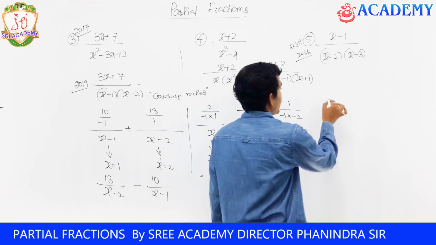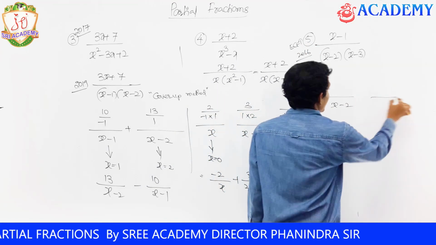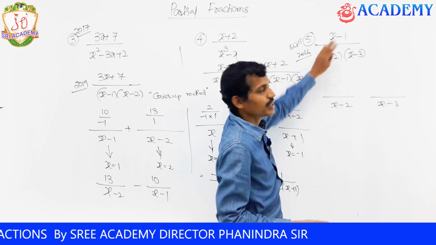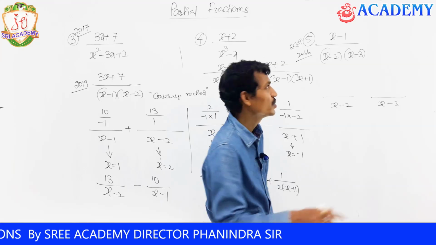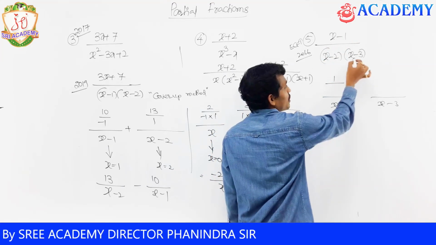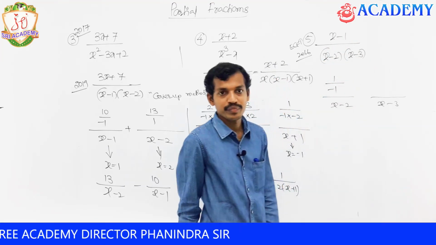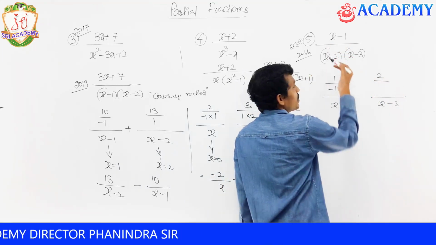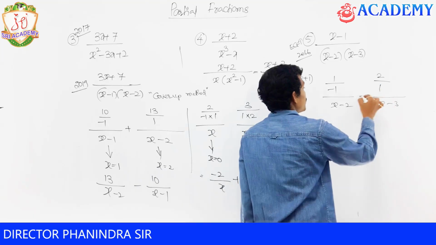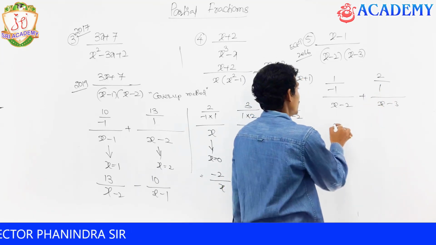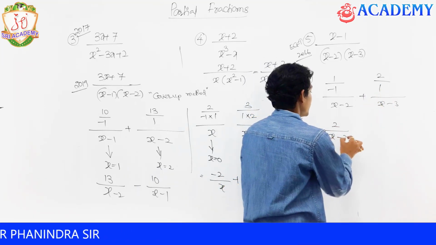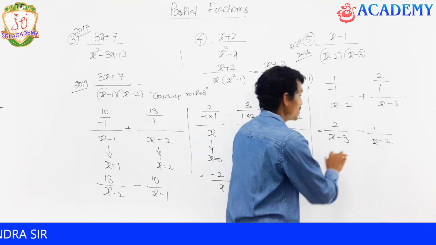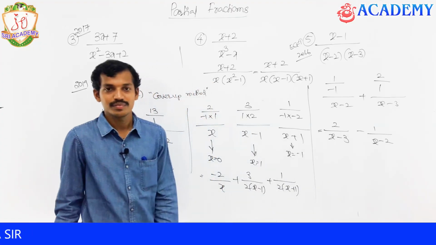Now, once again, one factor is x minus 2, another is x minus 3. I am writing directly, using the cover up method. Eliminate x minus 2, substitute x equal to 2: 2 minus 1, 1 divided by 2 minus 3, minus 1. Next, x equal to 3: 3 minus 1, 2 divided by 3 minus 2, 1. This is plus 1. We can write this as 2 divided by x minus 3 minus 1 divided by x minus 2. If you simplify this one also, you will get that. Understood now?